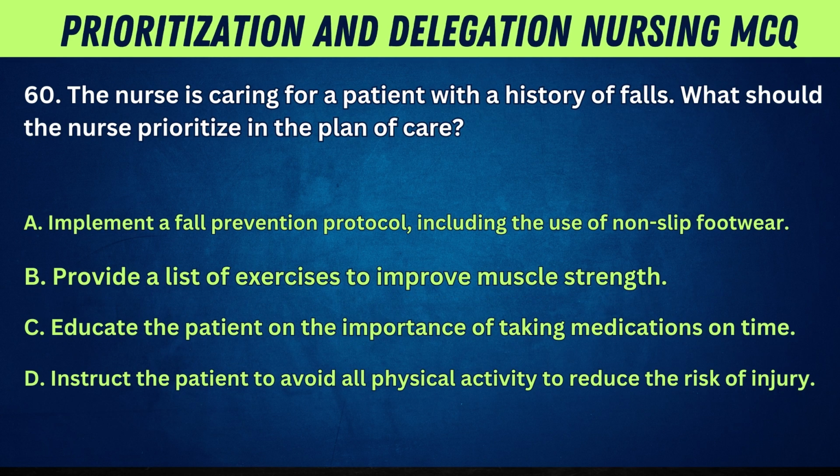60. The nurse is caring for a patient with a history of falls. What should the nurse prioritize in the plan of care? A. Implement a fall prevention protocol, including the use of non-slip footwear. B. Provide a list of exercises to improve muscle strength. C. Educate the patient on the importance of taking medications on time. D. Instruct the patient to avoid all physical activity to reduce the risk of injury.